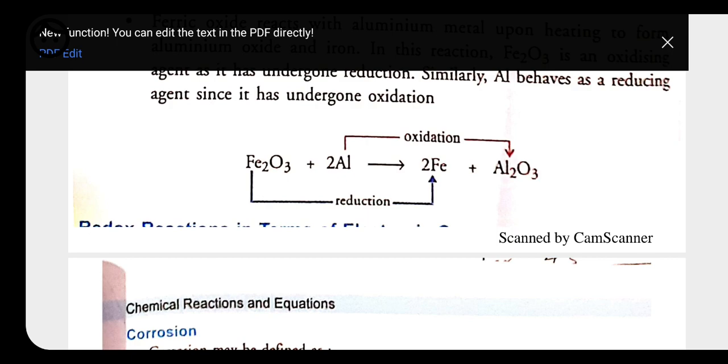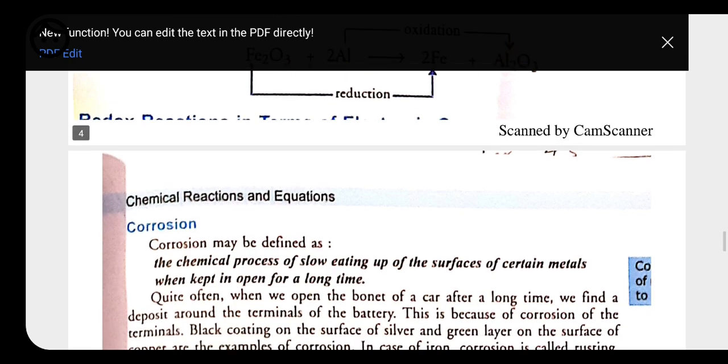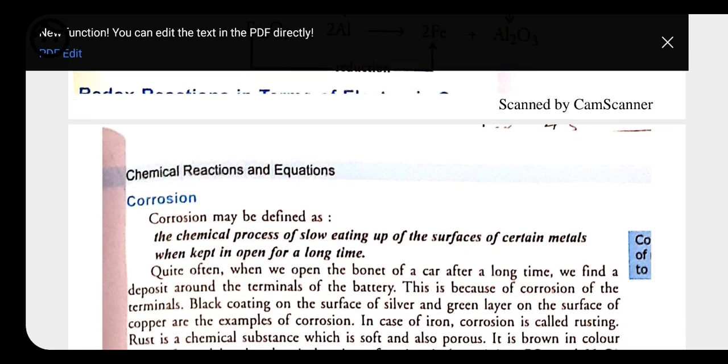So if we need to avoid this type of oxidation, we have to do prevention of oxidation. But before this, there are two things which happen because of oxidation that cause lots of bad impact. One is called corrosion. So what do you mean by corrosion? Corrosion is a chemical process of slow eating up of the surface of certain metals when kept in the open for a long time. It is oxidation of a metal. Whenever a metal comes in contact with oxygen, oxidation of that metal takes place. This oxidation of metal is called corrosion.